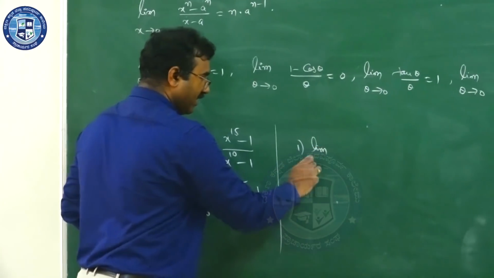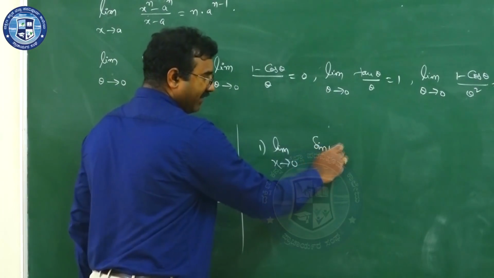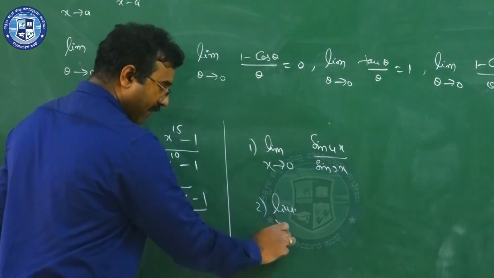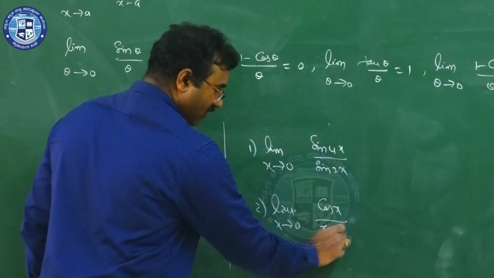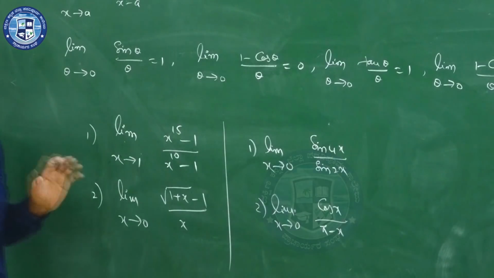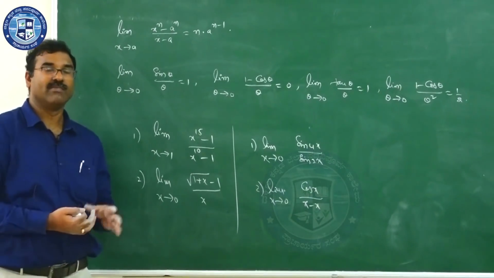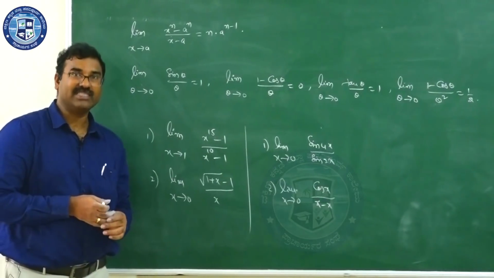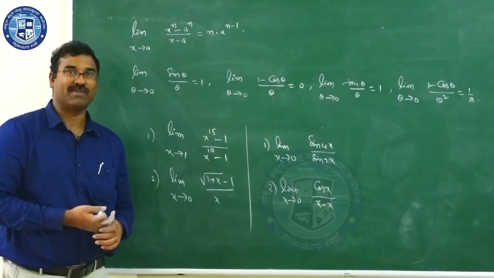And based on the trigonometric formulae also I just give 2 questions. Limit x tends to 0, sin 4x divided by sin 2x, and limit x tends to pi, cos x by pi minus x. These are the 2 problems based on limits of trigonometry. So we have completed the entire limits topic which we have learnt in first PUC. I hope you got the entire knowledge on limits. Then we'll go further, continuing with the continuity topic. Okay, thank you.